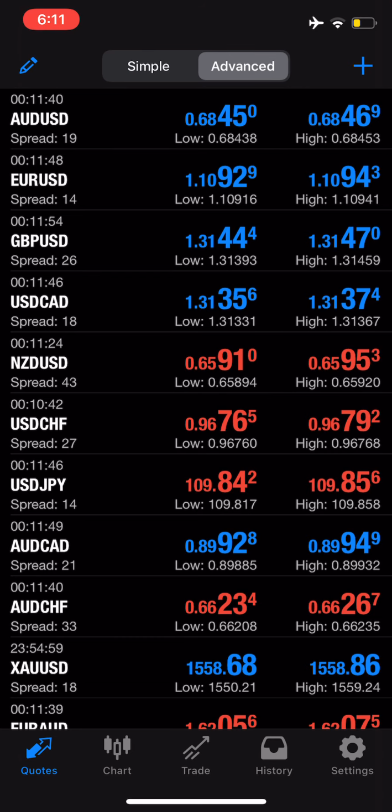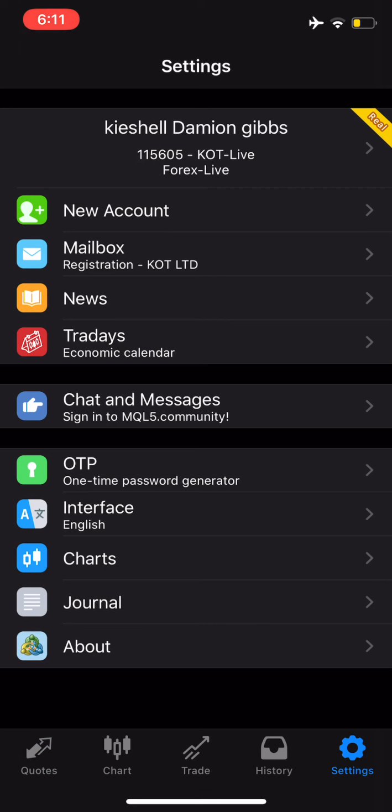So you go to settings, right? Now here it says my name and what broker I use, right? And you see the little tag on the side, mark real, right? You see, this is how you tell the difference between a real trading account and a demo trading account. The tag will mark real because it's real, and on a demo account it would mark demo, right? If it's demo, it'll be green.